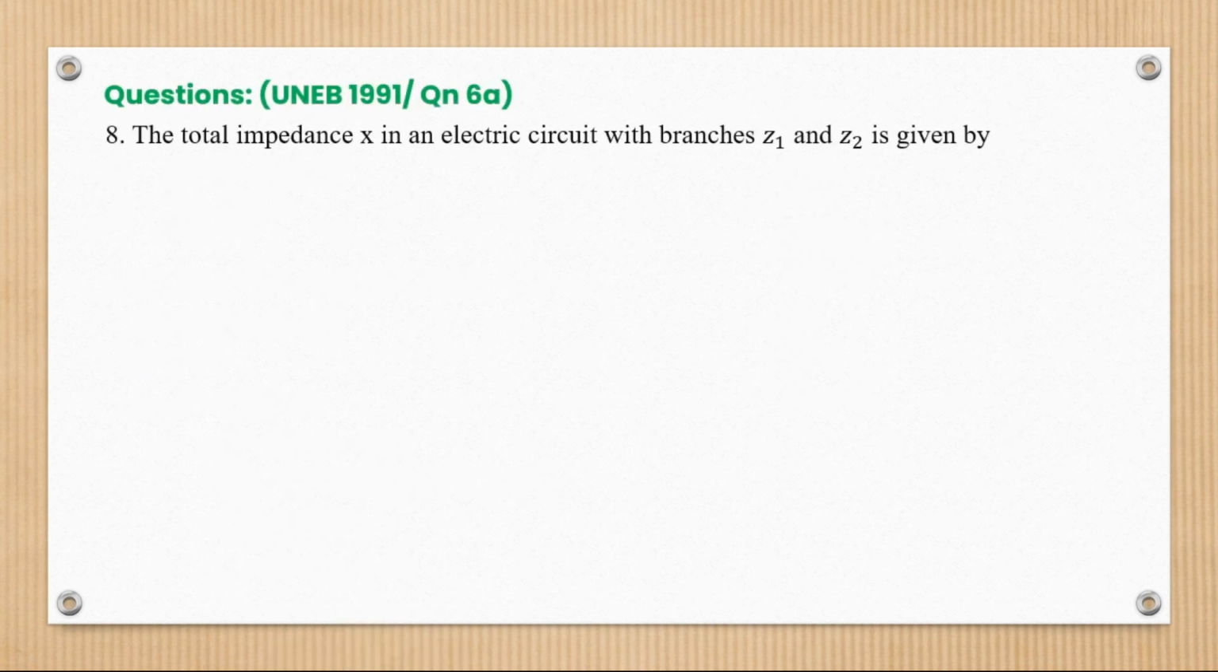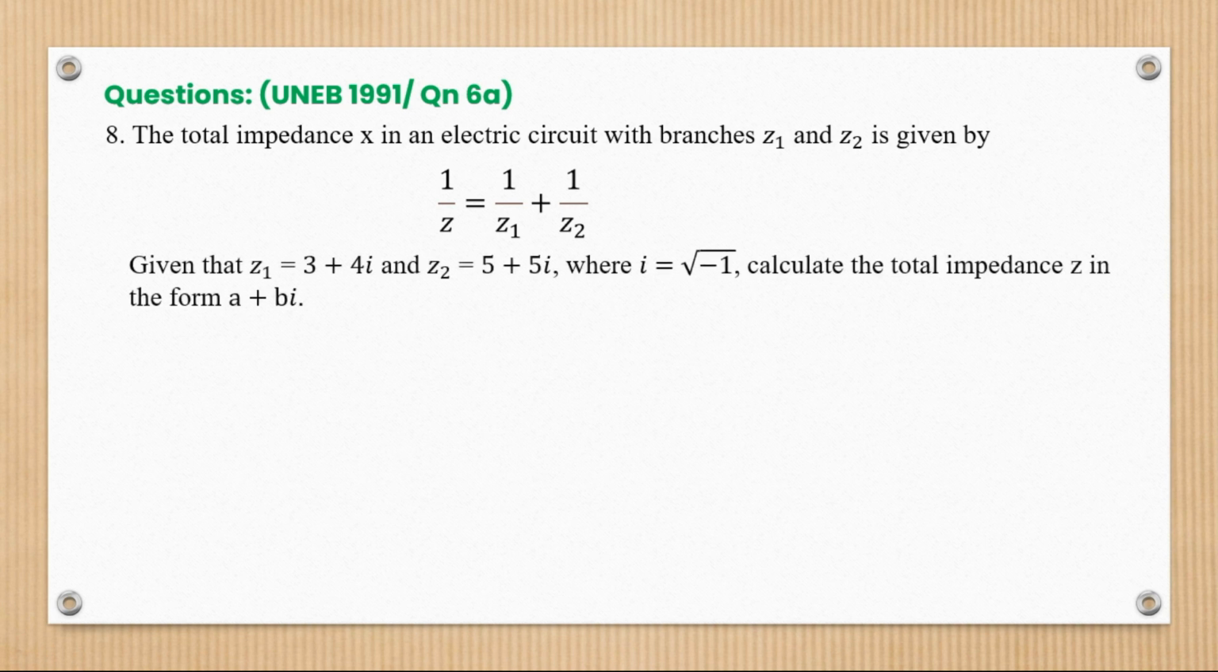Alright, let's look at a question from UNEB 1991. So this is question number 6a. I've been told that the total impedance Z in an electric circuit which branches Z1 and Z2 is given by 1 over Z is equal to 1 over Z1 plus 1 over Z2. Given that Z1 is equal to 3 plus 4i and Z2 is equal to 5 plus 5i, where i is equal to root of negative 1, I believe we already know that property. Calculate the total impedance Z in the form a plus bi.